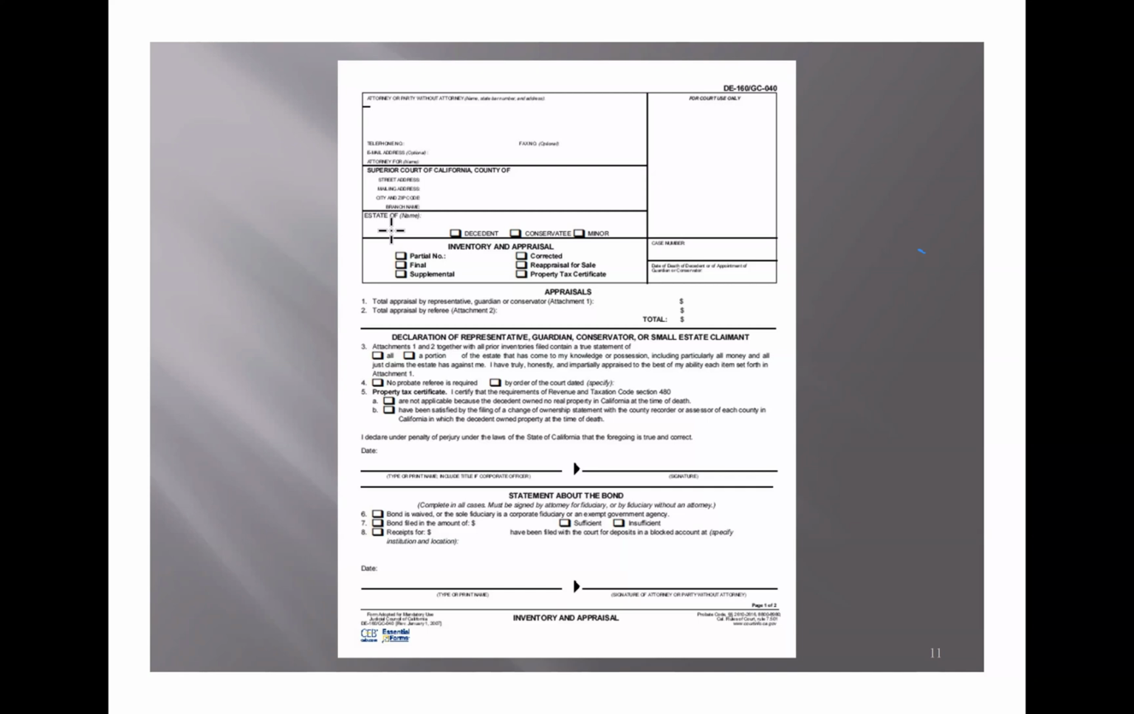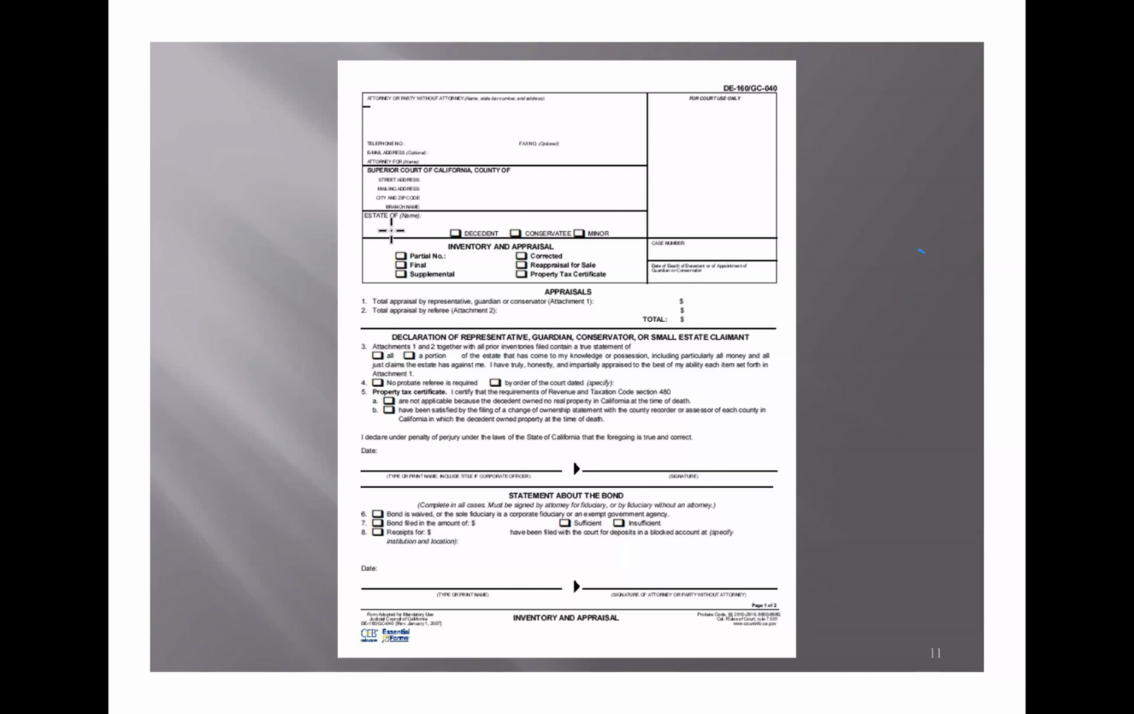Then in the little boxes in the middle, you're going to check the box final because you're saying this is it. This is all we have to collect from the deceased person. And then you're going to check the last box, property tax certificate. And I'll explain that in a minute. You have to file a form with the assessor in your county, letting them know that the decedent died.